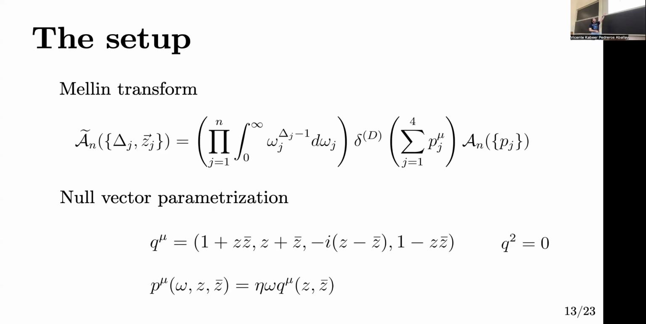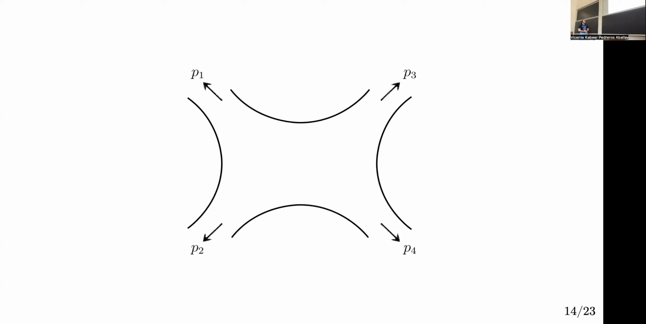Okay, so we know how to obtain celestial amplitudes from momentum space. Now we have to discuss a little bit how we compute the string amplitudes in the momentum basis. I'm just going to do it at the surface level. So here I have a 4-point tree-level scattering amplitude.